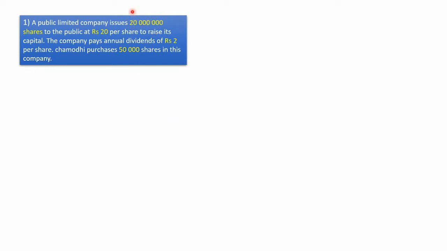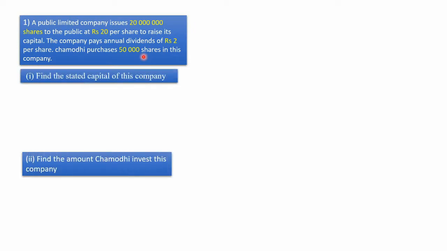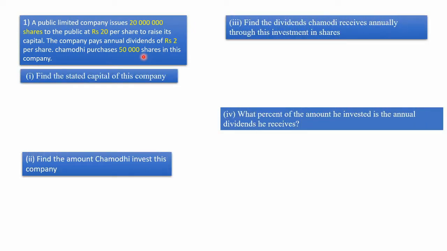Now the first question comes under a public limited company, which is going to issue 20 million shares at 20 rupees per share. This is the value per share, and this is the number of shares, and they are paying 2 rupees per share as dividends, that means the benefits. Another investor, Chamodi, is going to buy shares from this company. The number of shares she is willing to buy is 50,000 shares.